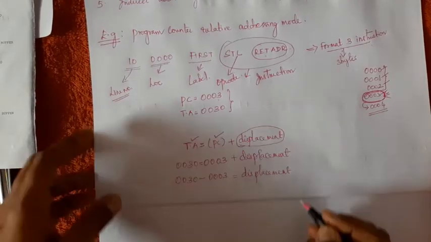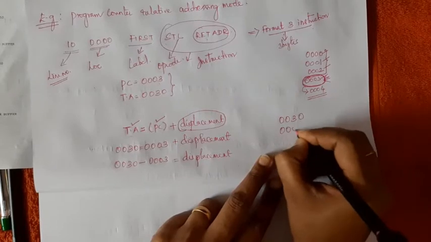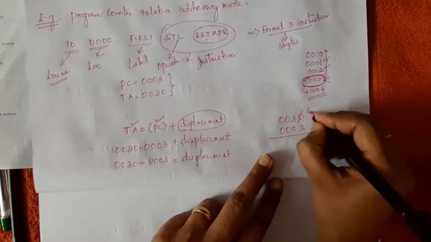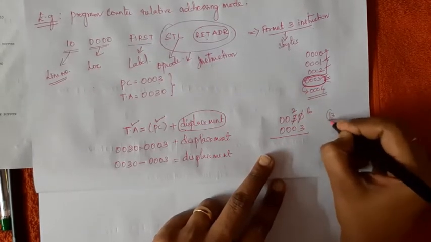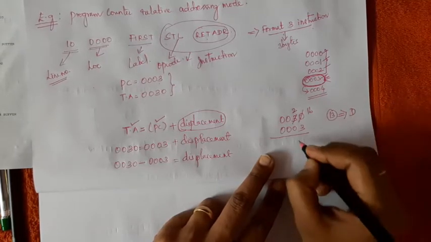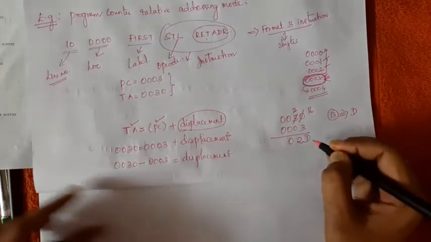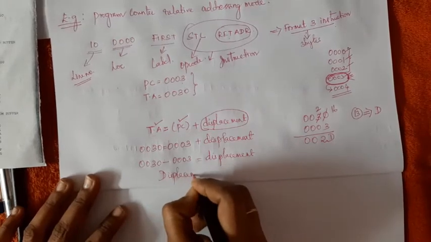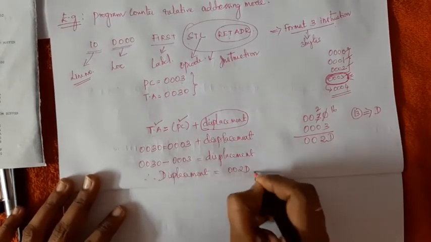Now we'll go for hexadecimal subtraction: 0030 minus 0003. When we get a borrow from here, this would become 16 and here it would become 2. 16 minus 3 is 13. In hexadecimal, the value 13 is D. So we write D here, and 2 minus 0 is 2, and 0 here. So we found the value of the displacement is 002D.